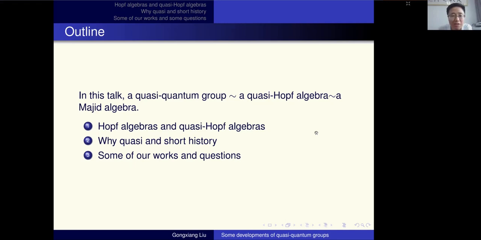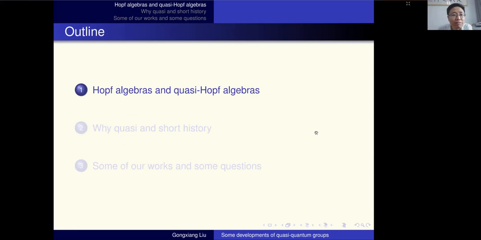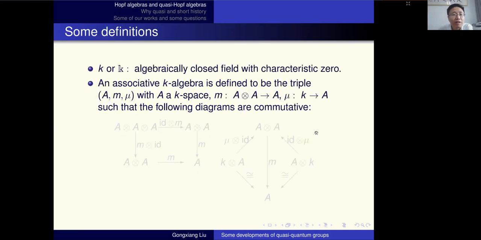So at first, I want to recall the Hopf algebra and quasi-Hopf algebra. We need to establish its concept, explain its concept at first. In my talk, I use K, or such kind of K, to mean an algebraically closed field with characteristic 0. So in my talk, it is always an algebraically closed field with characteristic 0.